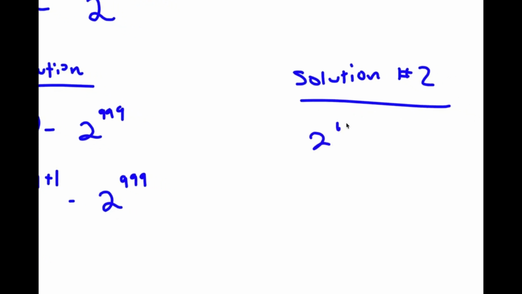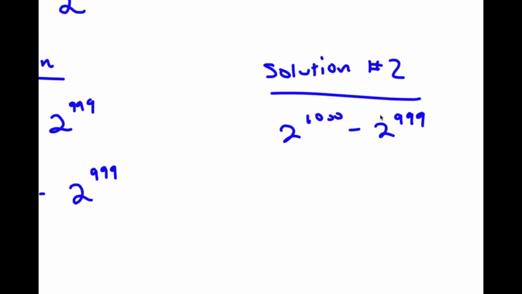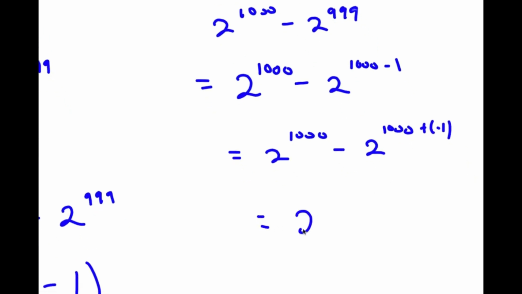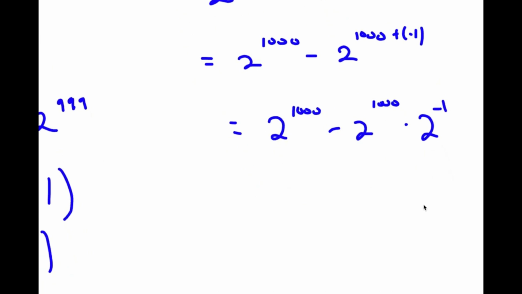So I first start with 2 to the power of 1000 minus 2 to the power of 999. Now this time, I'm going to rewrite 999 as 1000 minus 1. So now I have 2 to the power of 1000 minus 2 to the power of 1000 minus 1. And now that's the same thing as 2 to the power of 1000 minus 2 to the power of 1000 plus negative 1, which is equal to 2 to the power of 1000 minus 2 to the power of 1000 times 2 to the power of negative 1.